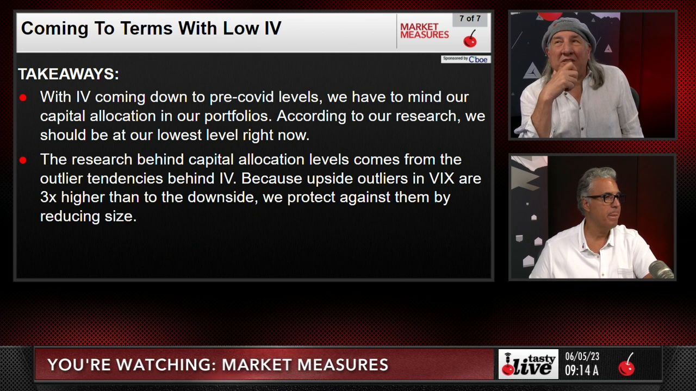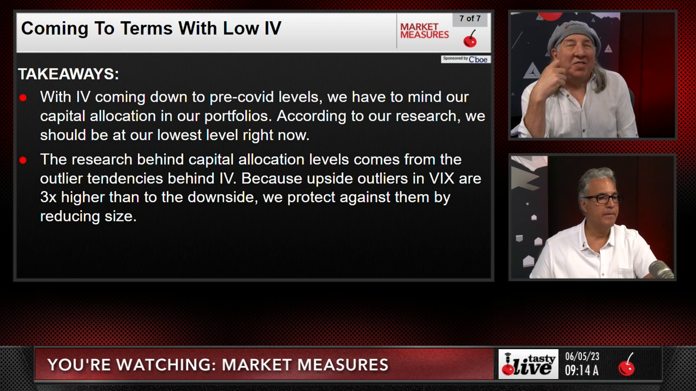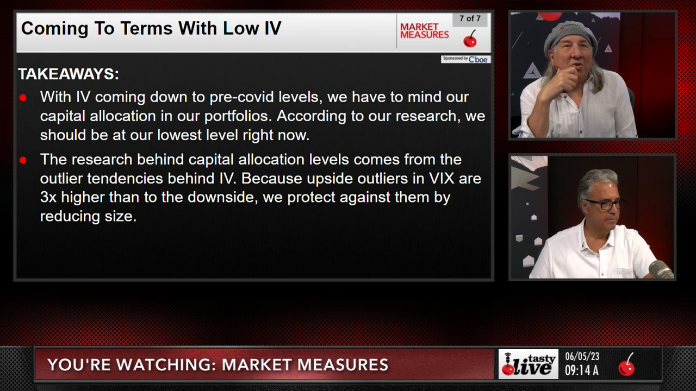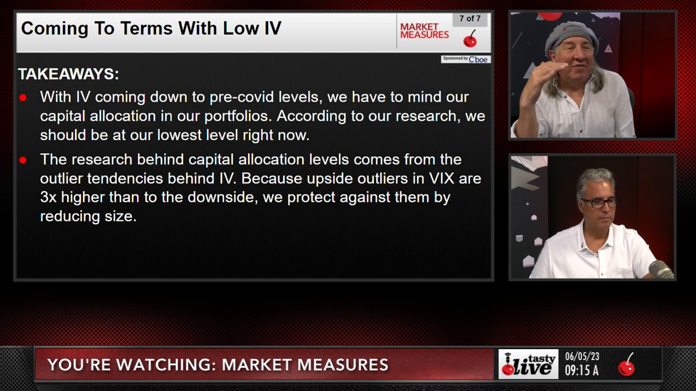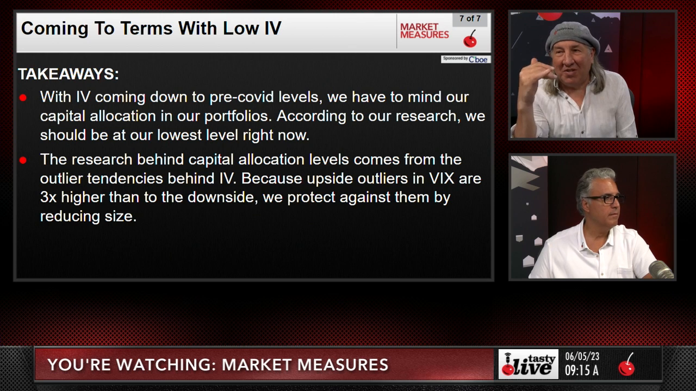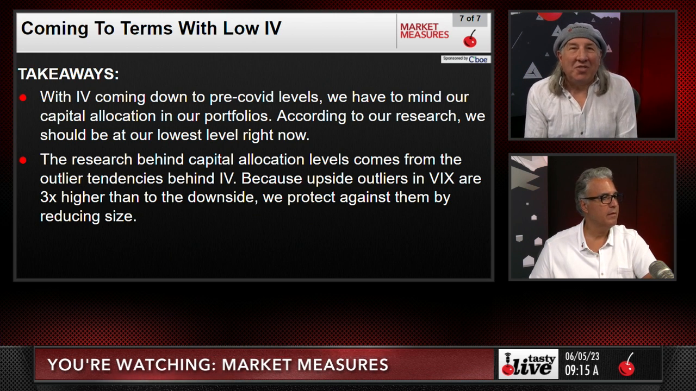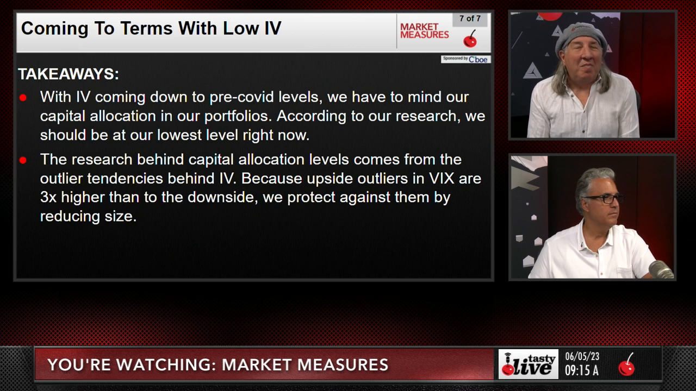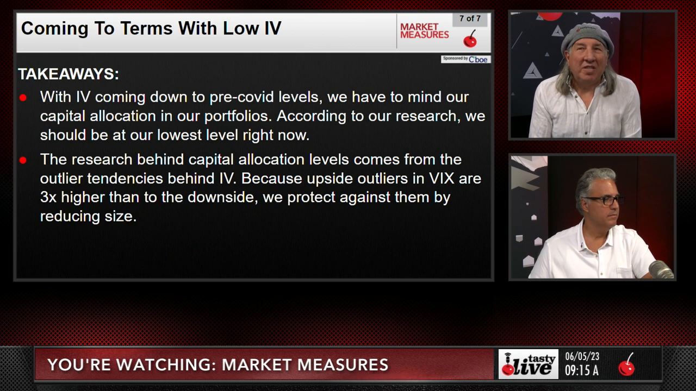So let's take a look at some of the takeaways here. With implied volatility coming down to pre-COVID levels, we have to mind our capital allocation in our portfolios. According to our research, we should be at our lowest level right now, just based on where volatility is relative to where it's been. And the research behind capital allocation levels comes from outlier tendencies behind implied volatility.